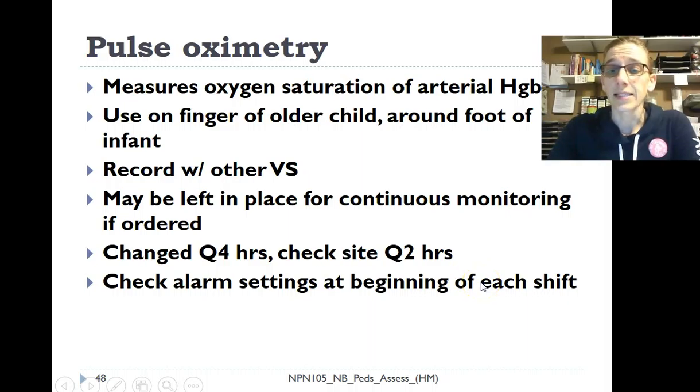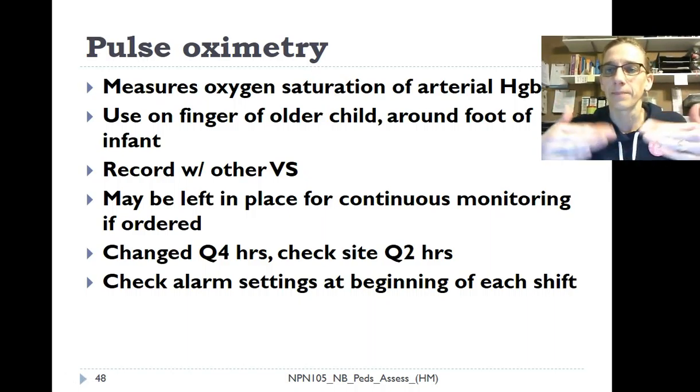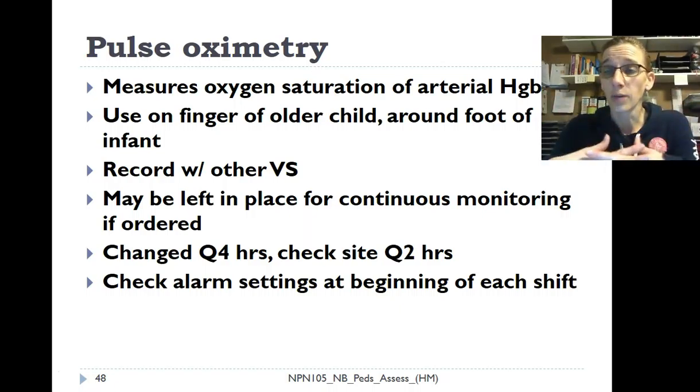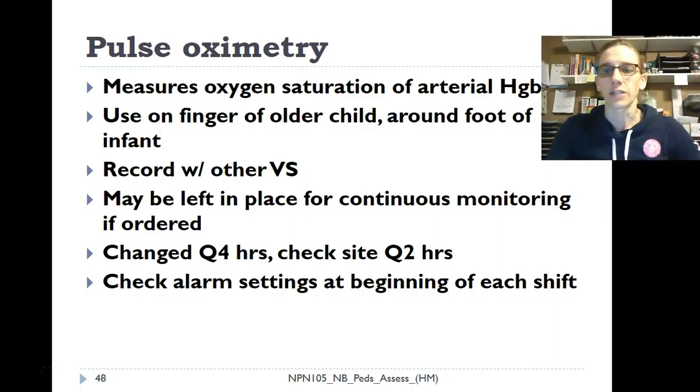You're going to check the alarm settings at the beginning of each shift. And this is super, super important because you have no idea what the nurse ahead of you has done. More often than not, the alarm may have been going off and the nurse felt like the baby was fine, and so they altered their settings so it would not alarm unless the oxygen saturation dropped below 80%, say. And that's really too low. So the very first thing you need to do is check all of your alarms at the beginning of your shift.